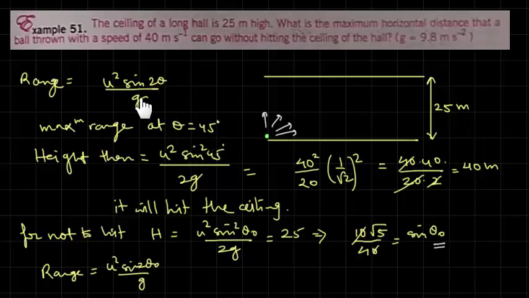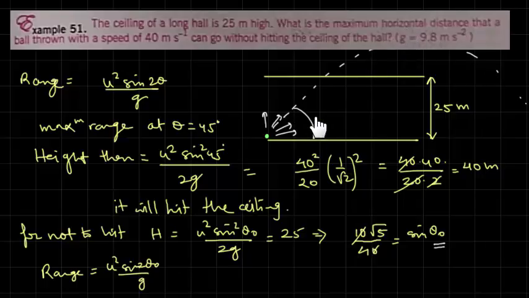For range, the formula is u squared sin squared 2 theta by g. So let's find the height when theta is 45 degrees. It will be u squared sin squared 45 degrees by 2g, which is equal to 40 squared by 20, and sin 45 degrees is 1 by root 2, so 1 by root 2 whole squared. This comes out to be 40 meters. Clearly if it is thrown at 45 degrees, it will go something like this. Your range will be maximum, but the maximum height will be 40 meters.